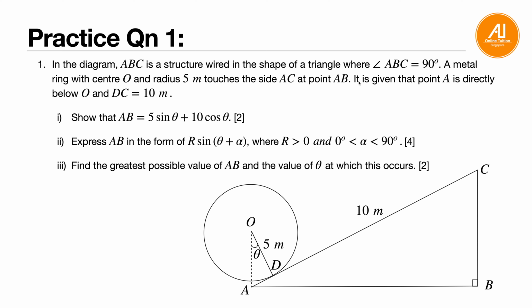Then it is given that point A is directly below O, so this one is 90 degrees. This will be useful later to find the angle. And then of course your DC is 10 meters. First thing first, show that AB equals 5 sine theta plus 10 cosine theta, 2 marks.